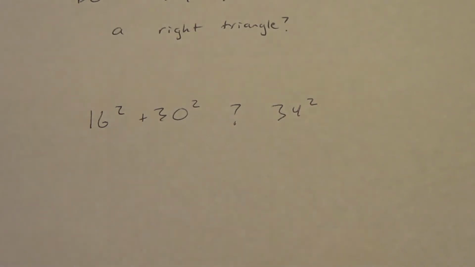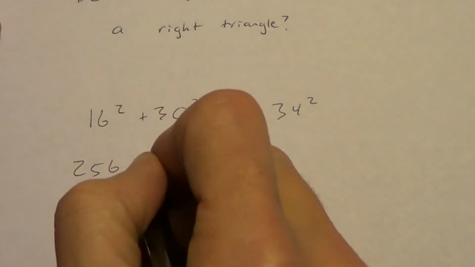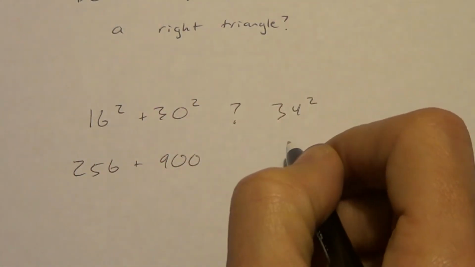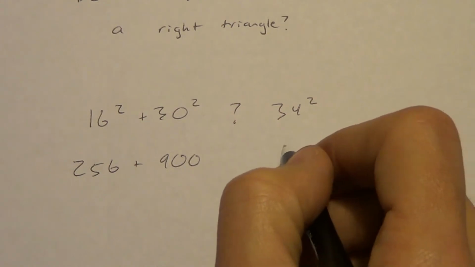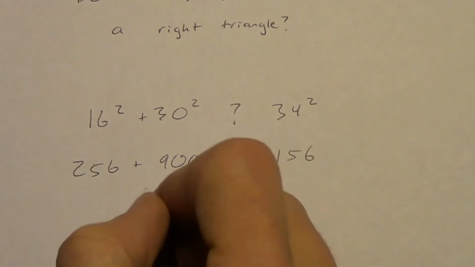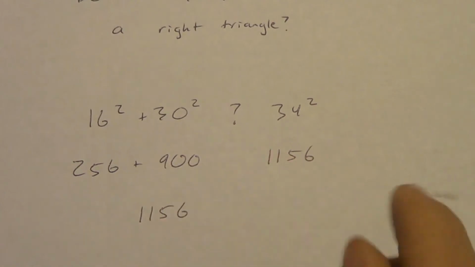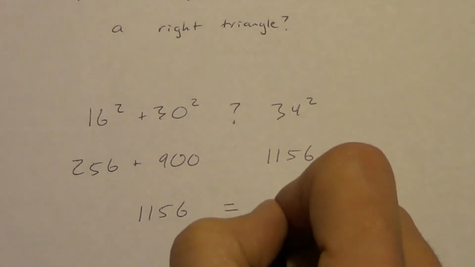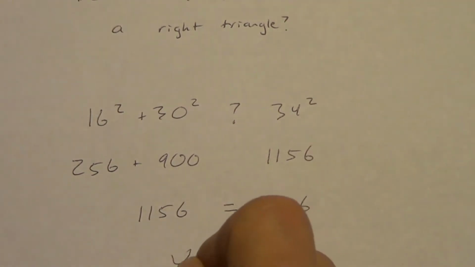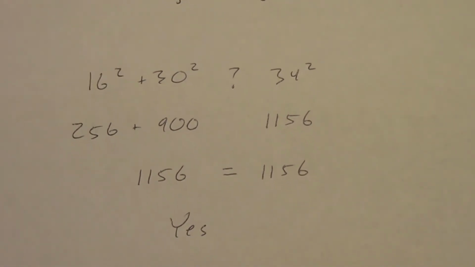Alright, hopefully you're done by now. So 16 squared, 256. 30 squared is 900. 34 squared is 1,156. We add here, we get 1,156, which does equal 1,156. So yes, we have a right triangle. Alright, so that's how we're going to go through this process.